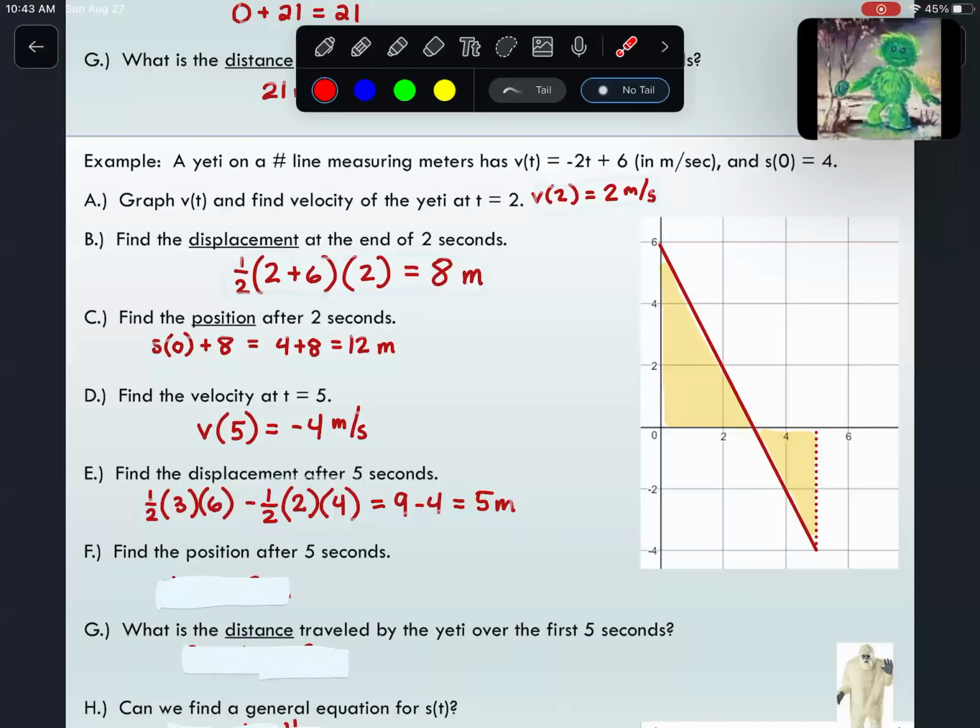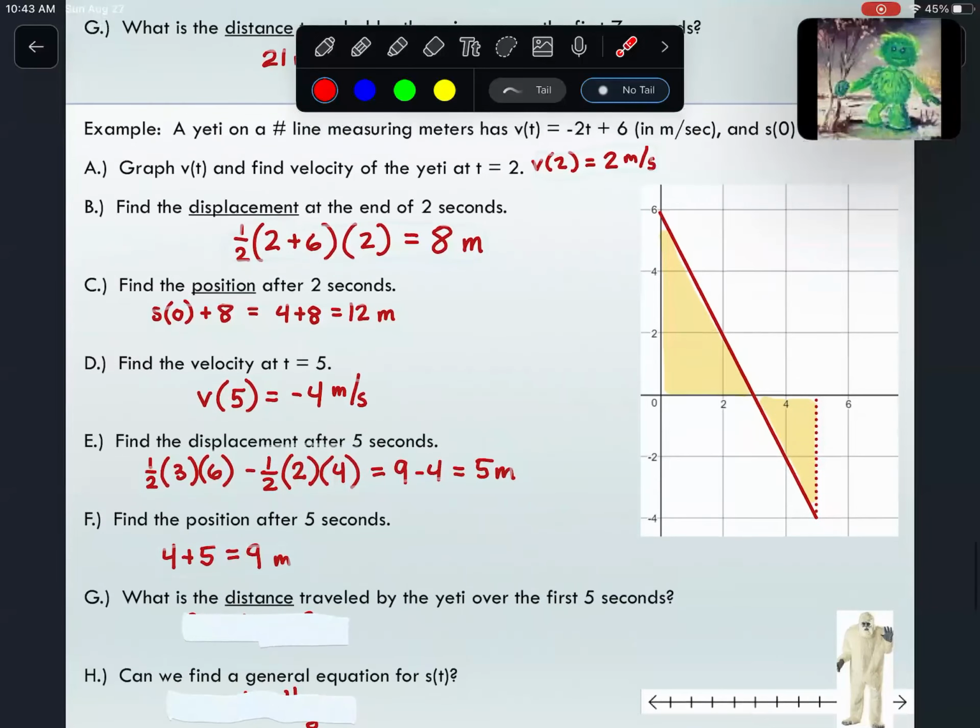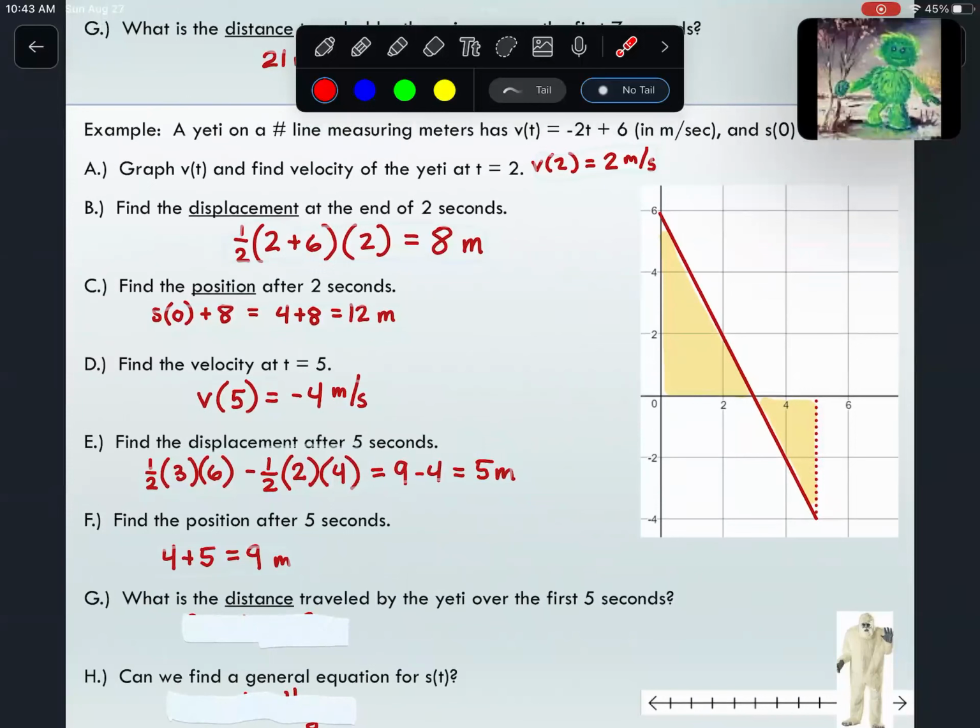So I'm taking my positive area minus my negative area, 9 minus 4. We actually only are 5 meters away from where we started. And of course, we started at 4. So my position after 5 seconds, 4 plus the 5, gets me the 9 meter mark on the number line. But displacement considers the change in direction. We have a negative quantity. Distance does not make those same accommodations. Distance considers all movement as positive.